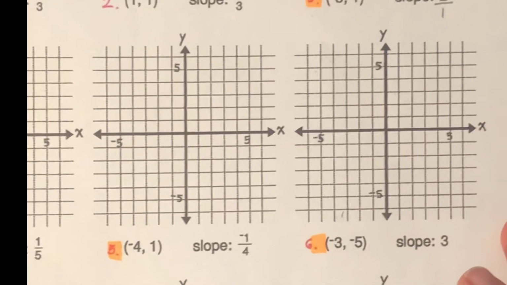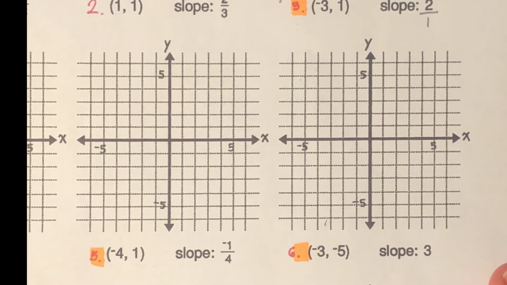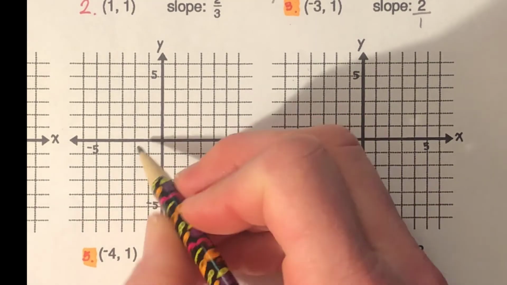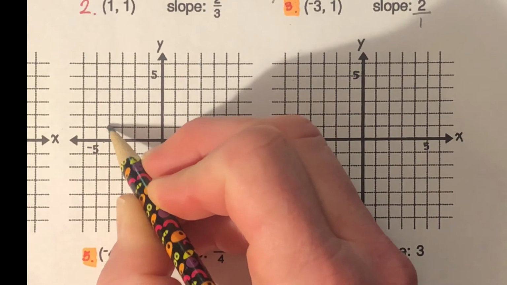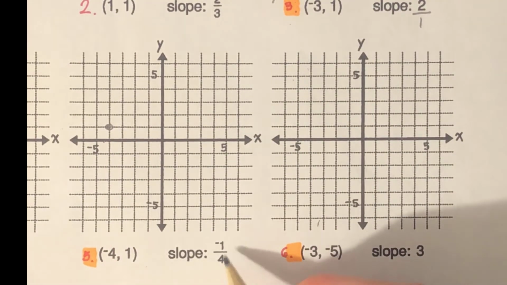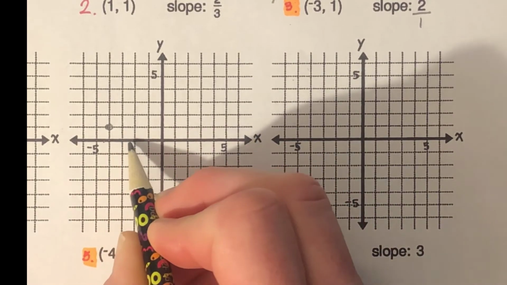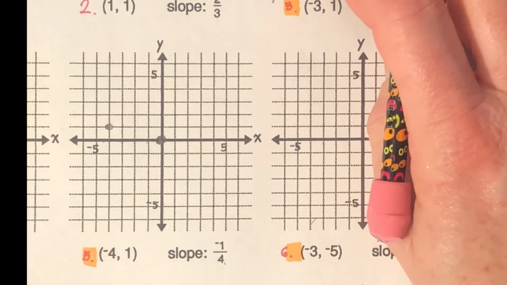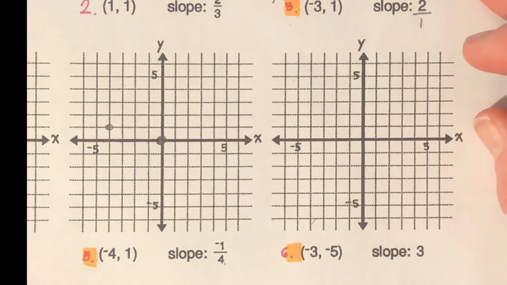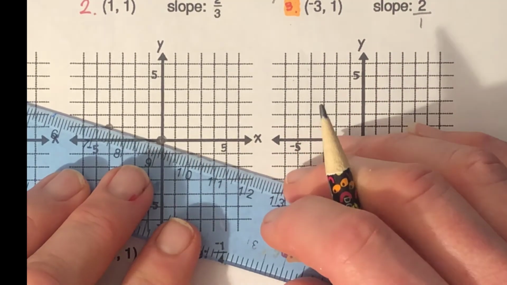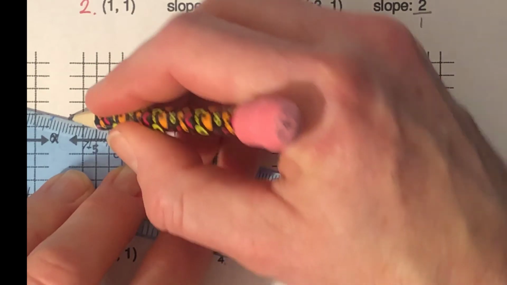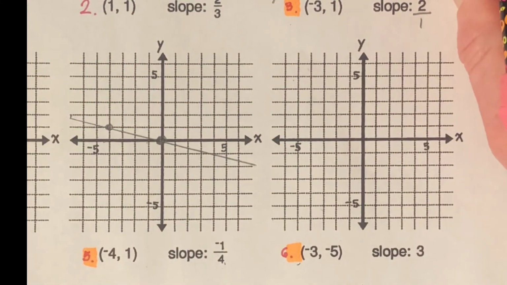Let's look at numbers 5 and 6. The given point for 5 is -4, 1. 1, 2, 3, 4, up 1. The slope is -1, 4. So I go down 1 and over 4. Down 1 and over 4. 1, 2, 3, 4. Just like that. So when I draw my line, it looks like that.